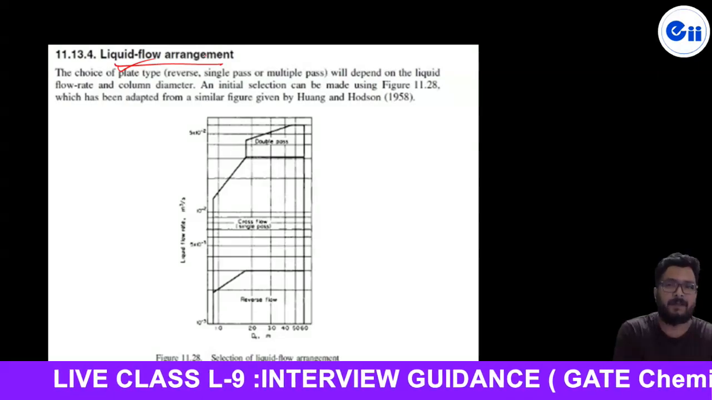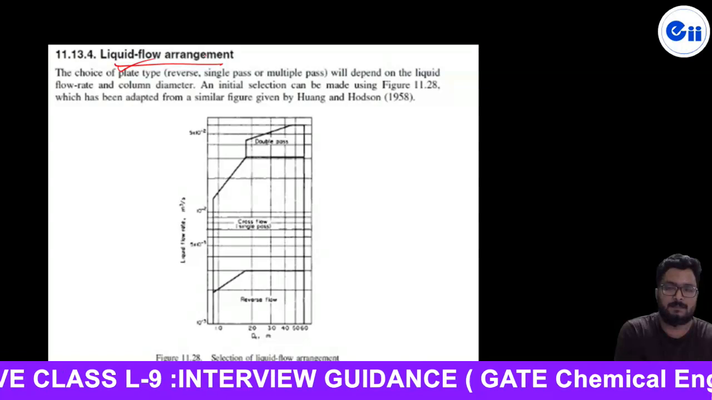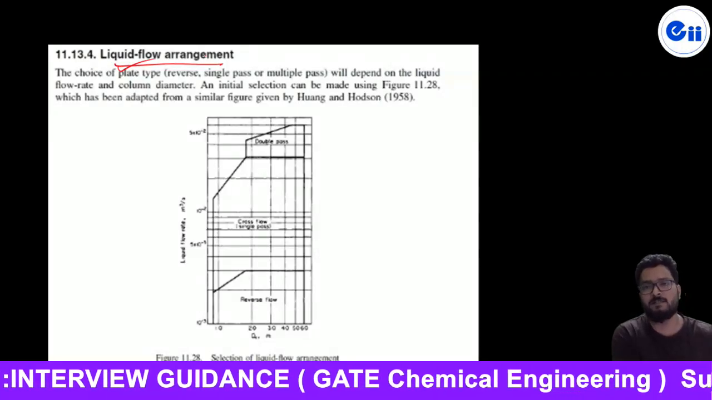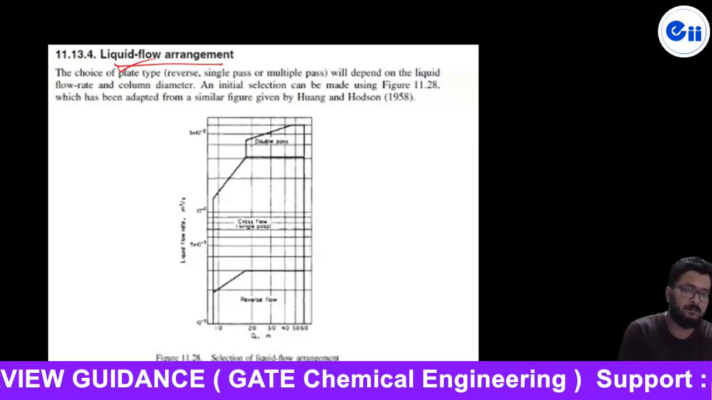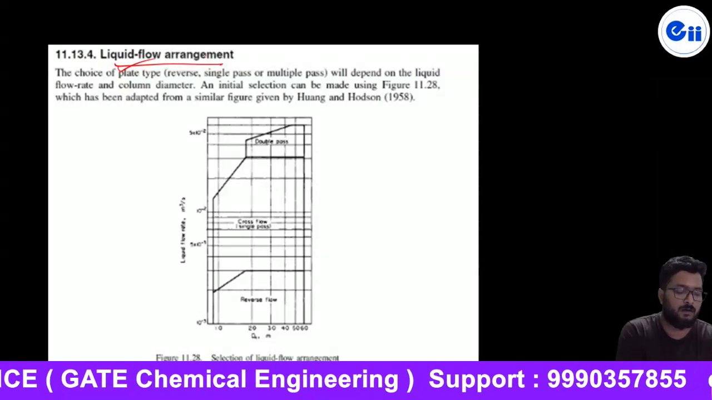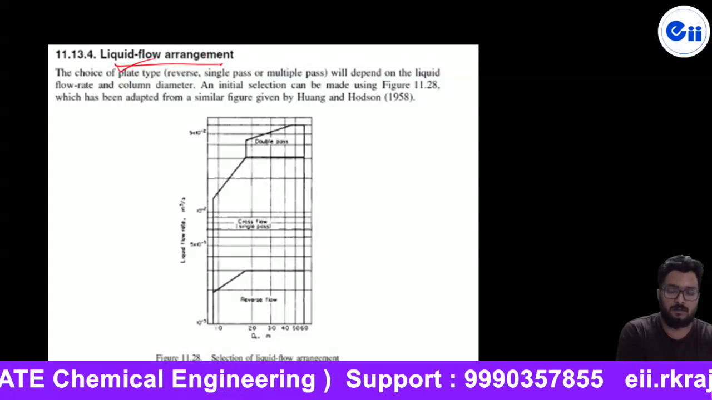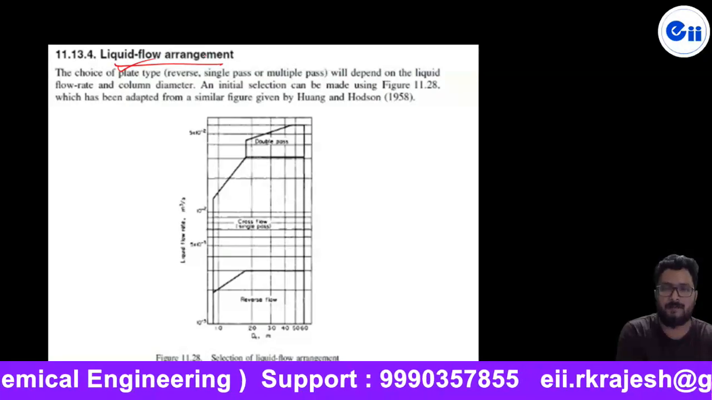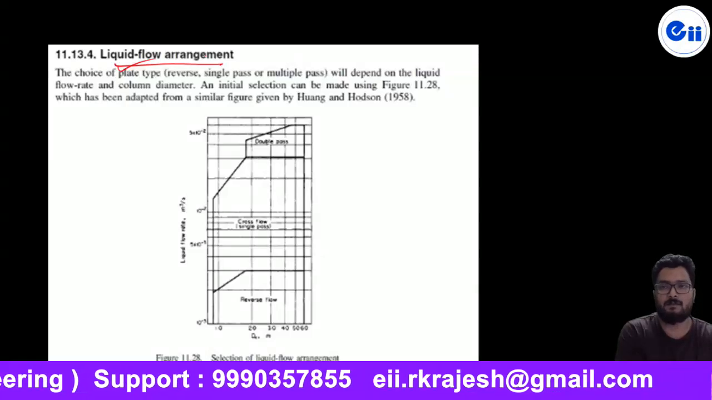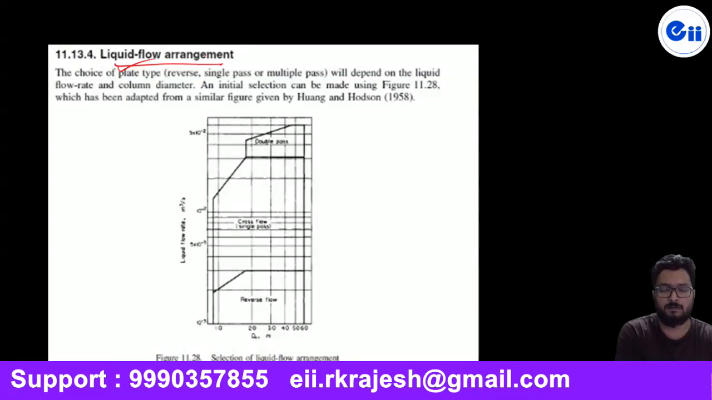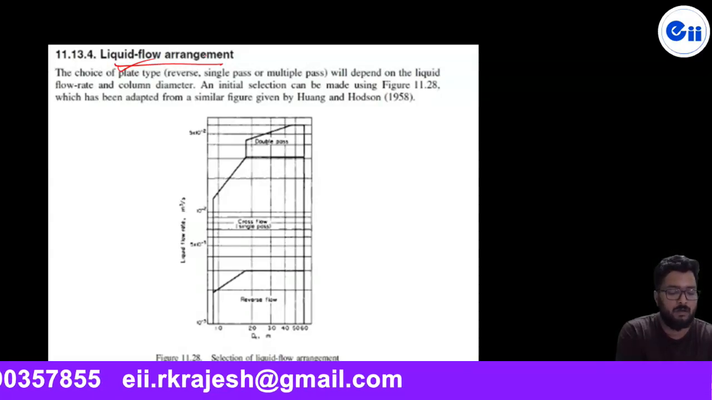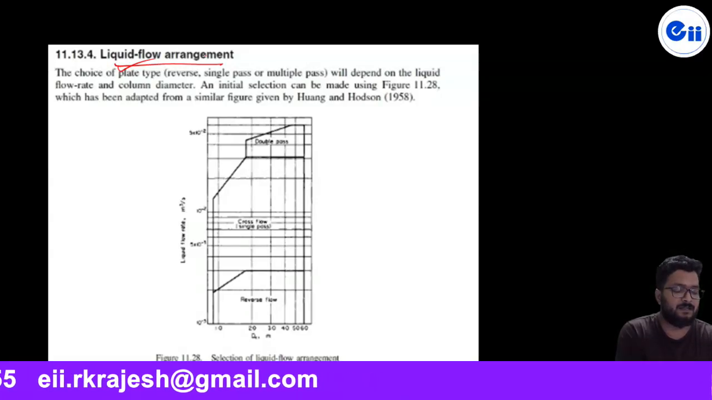in the rectifying or stripping section, and the second step was to determine the physical properties like the density of the liquid and vapor, and sometimes surface tension also. The third step is a trial value of plate spacing, and the fourth step was, on the basis of plate spacing, we are able to calculate the column diameter by flooding consideration, all those things. And the fifth step is the liquid flow arrangement.